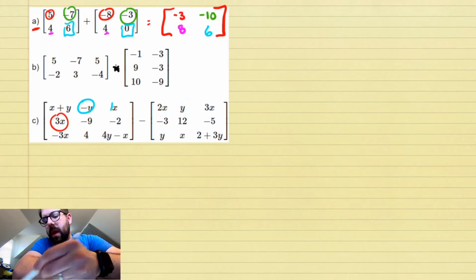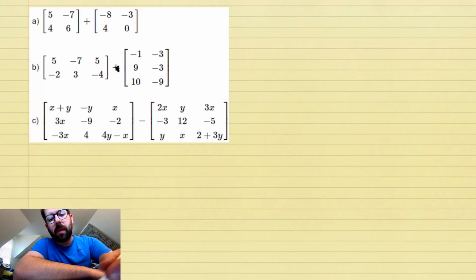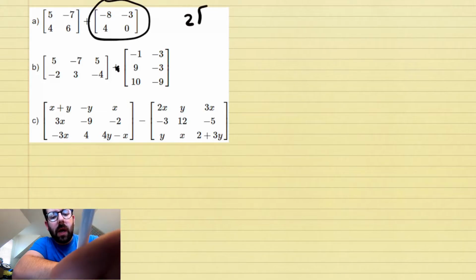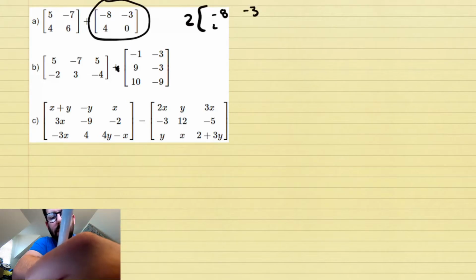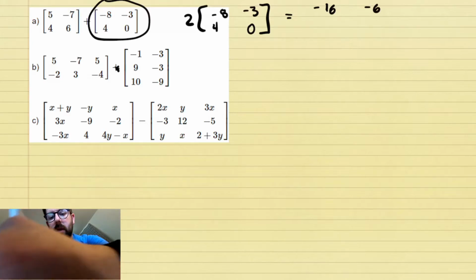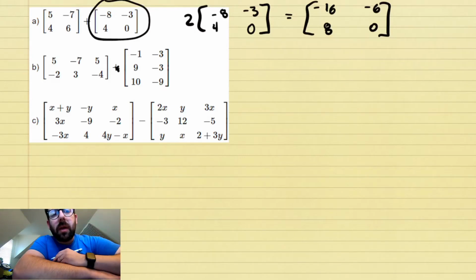It's not just entry for entry. I know that seems really goofy. Scalar multiplication is that way. You can take any matrix size and just multiply by a number out front. So for instance, I'm just going to take this matrix right here. I could put a 2 out front of that matrix and multiply every entry by 2. So the matrix would end up being -16, -6, 8, and 0, because I multiplied everything by 2. That's scalar multiplication.